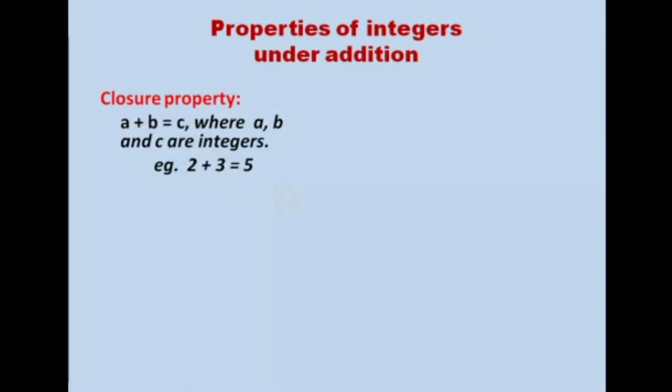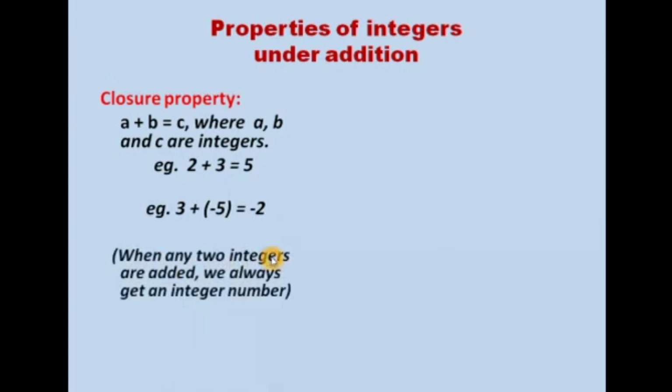Another example, integer 3 added with integer minus 5 is equal to integer minus 2. Here 3 is taking the place of integer a, minus 5 is taking the place of integer b, minus 2 is taking the place of integer c. So it can be concluded that when any two integers are added, we always get an integer number.